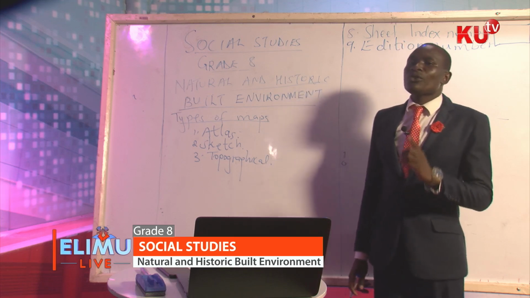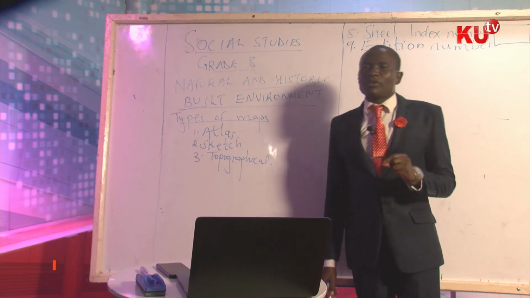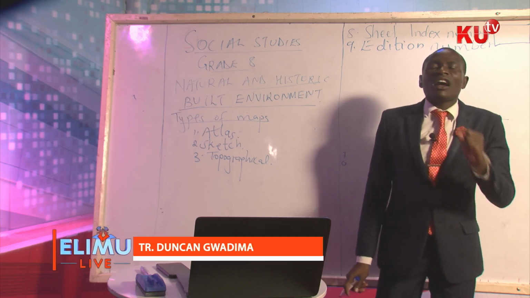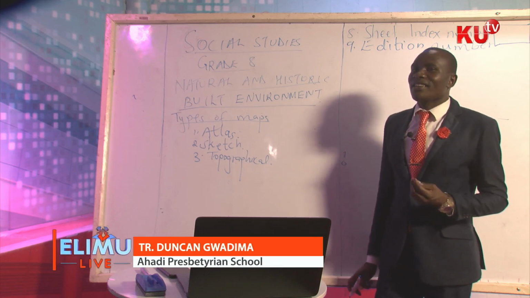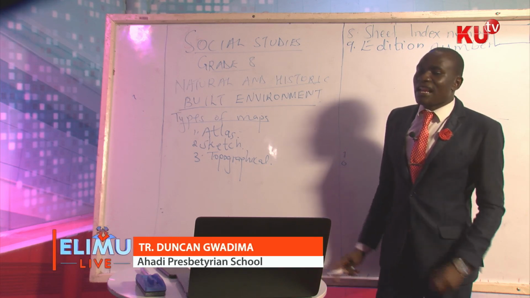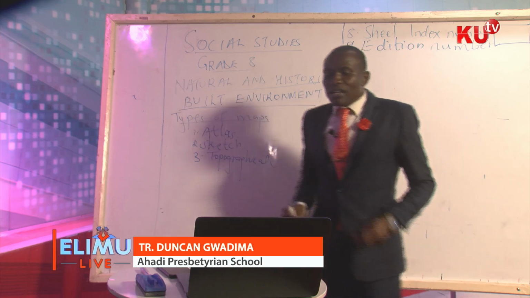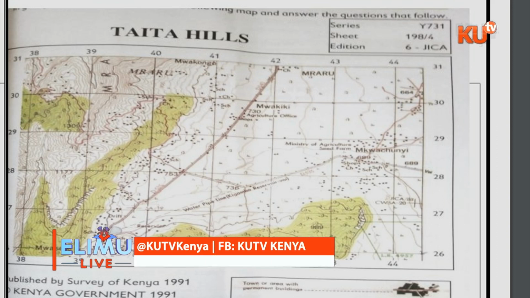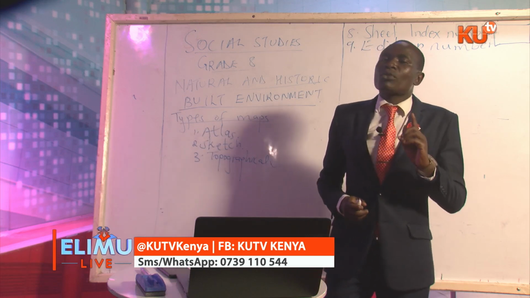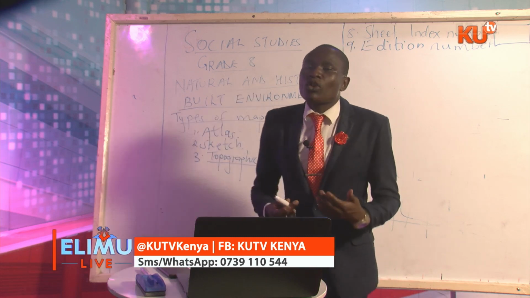So it is important for you as a learner to understand that when we are talking about maps, which map are we talking about? For instance, the map that we are using here is Taita Hills, and the map of Taita Hills is a topographical map. Atlas maps describe surface features that include both natural and human features. But I want us to look at topographical maps, because that is what we are interested in. What is a topographical map?